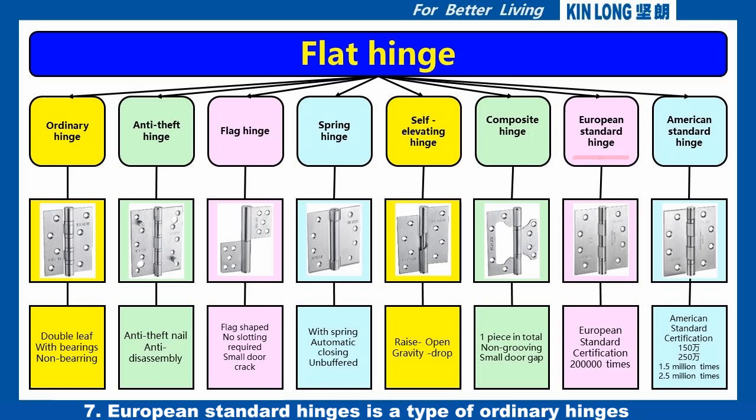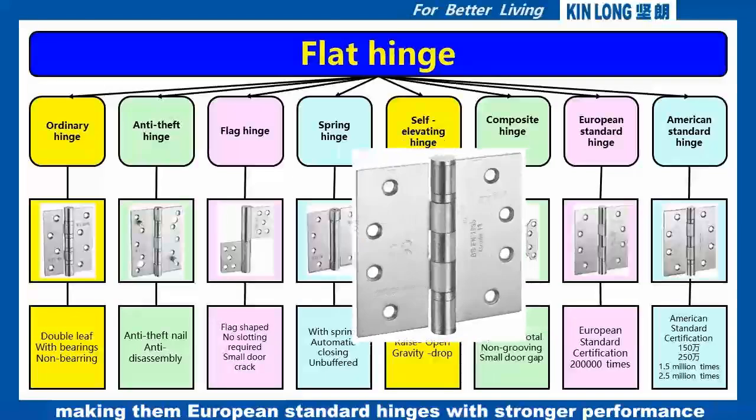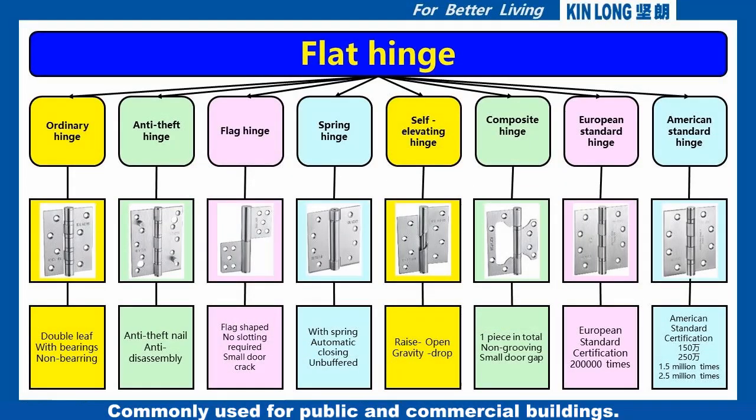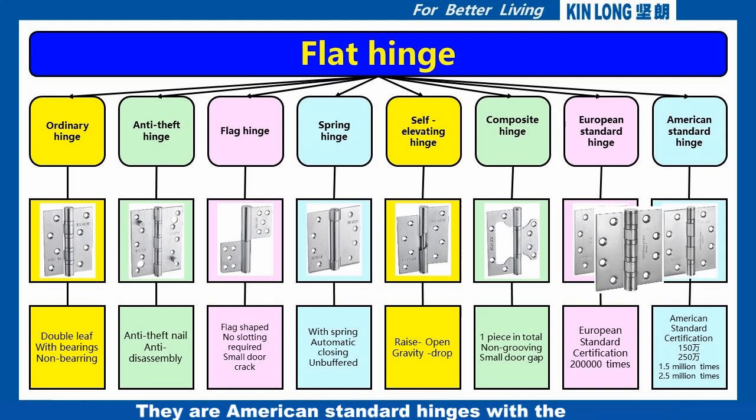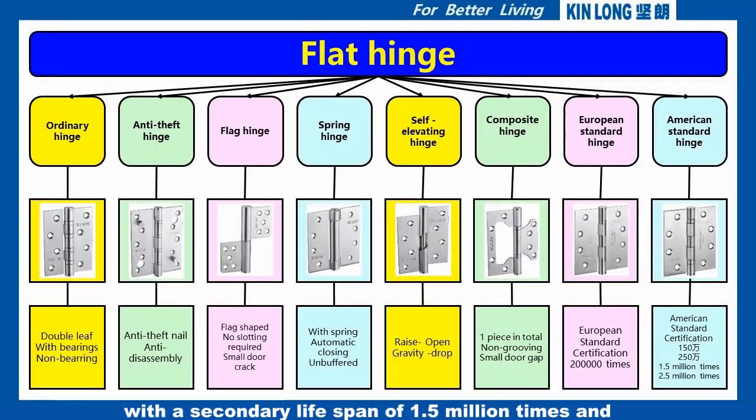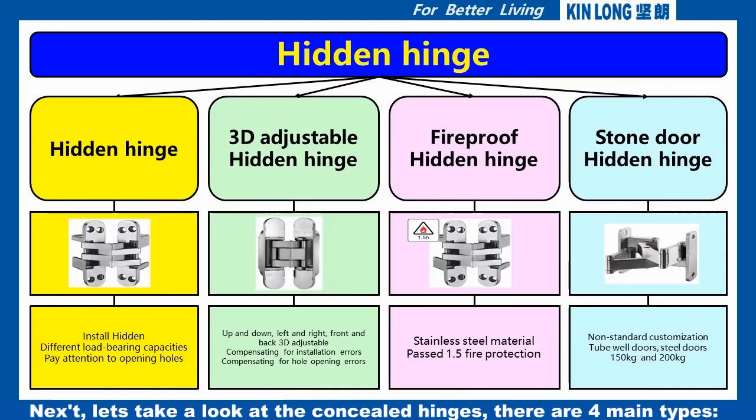7. European standard hinge is a type of ordinary hinge that has passed the European Standard CE certification, making them hinges with stronger performance than national standards, commonly used for public and commercial buildings. 8. American standard hinges are a type of ordinary hinge that have passed the American Standard ANSI certification. They are hinges with the highest performance requirements in the world, with a second-level lifespan of 1.5 million times and a first-level lifespan of 2.5 million times, commonly used for public and commercial buildings.